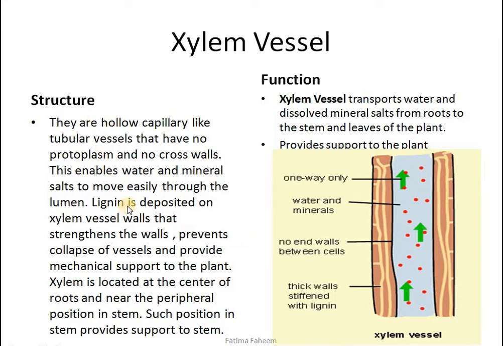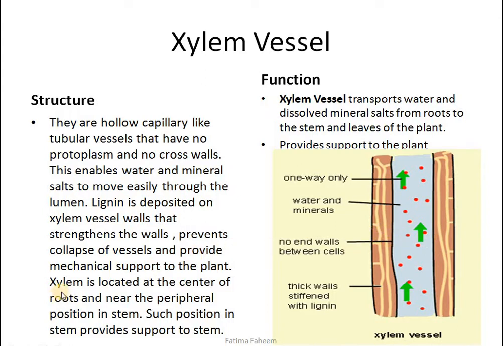The next structural adaptation is the presence of lignin. How would you connect this adaptation to the function? Lignin is deposited, hence providing mechanical support to the plant. That's the function of lignin being deposited on the cell walls. Now the position of xylem. Xylem is located in the center of the roots and at the peripheral area of the stem. So this position of xylem vessel provides support to stem and roots.